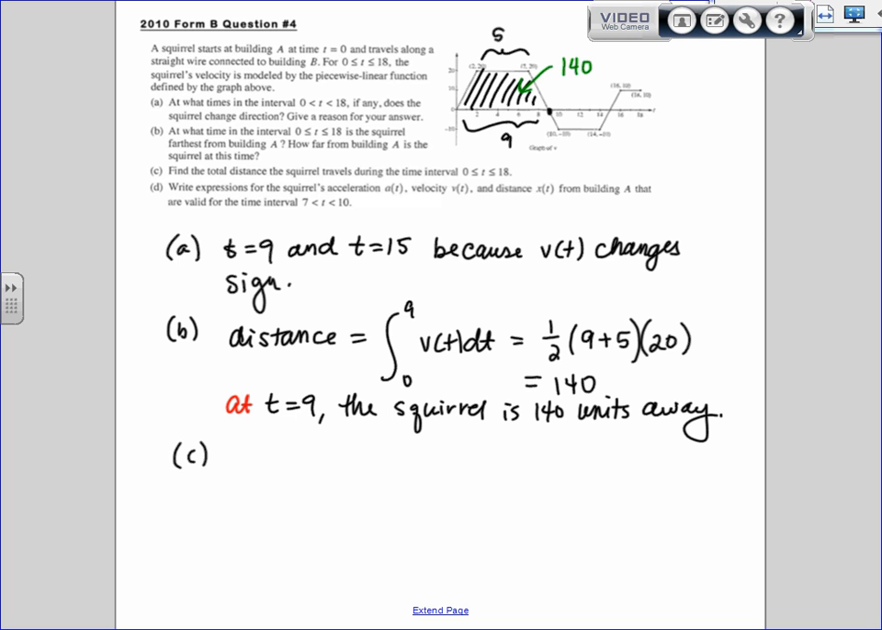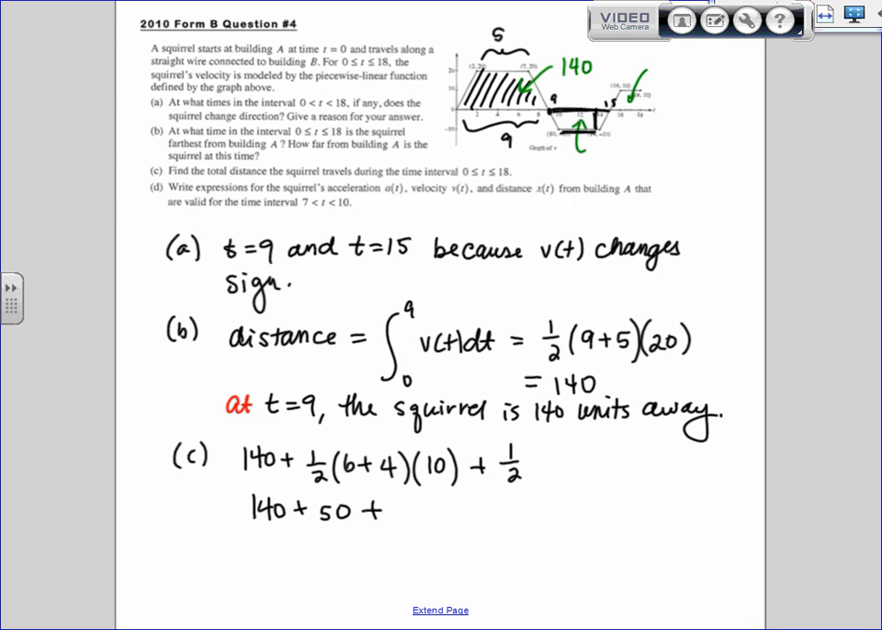So what we need to do is find all of these areas, and this one was 140. We need to find this area, and this area. So we're going to do 140 plus 1/2 base 1 plus base 2. It goes from 9 to 15, so 6 plus 4. And then the height, I think it's -10, is that right? So we're using positive 10, because we're adding up all the positive measurements. So 140 plus 10 times 10, so 50.